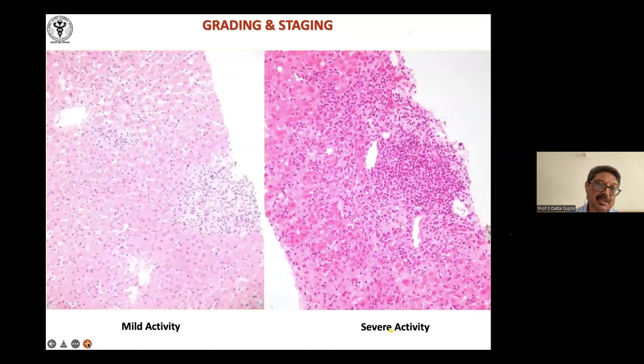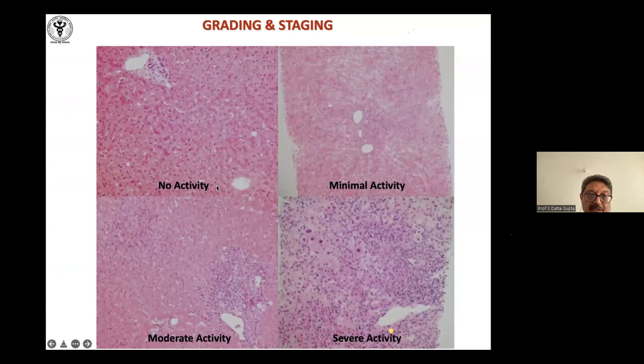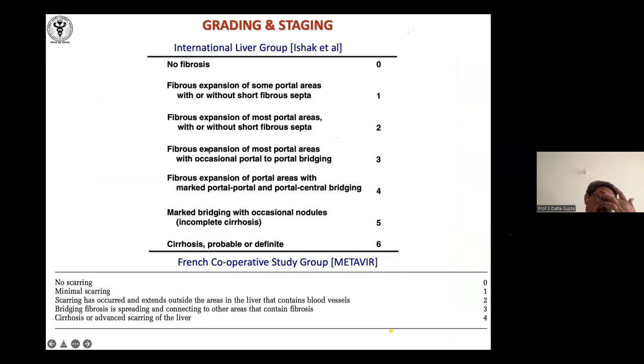This is no activity. This is minimal activity, moderate, severe. There is some shaking of this, I don't know why. Okay, so these are the things.